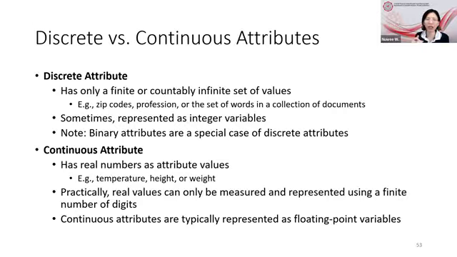For continuous, practically any real values can be measured and represented using a finite number of digits. You have learned about computer architecture with me before, right? You know that when you want to represent numbers in a computer, it has a fixed number of digits that it can represent. So we talk about this here. A continuous attribute is not infinite. It's finite, but finite in the number of digits that can be represented in the computer. In the computer, continuous attributes are usually represented as floating point values.